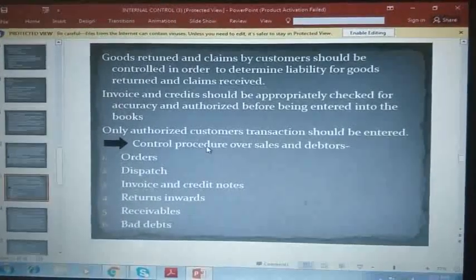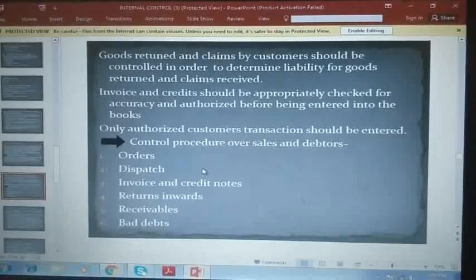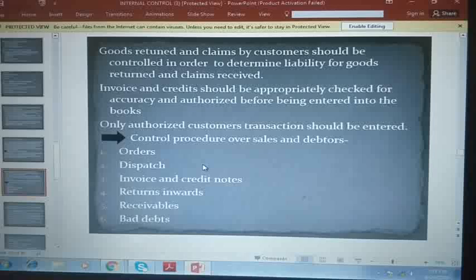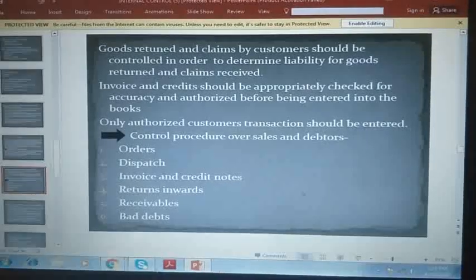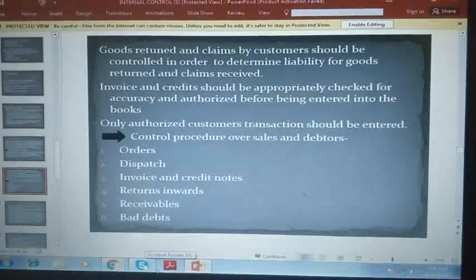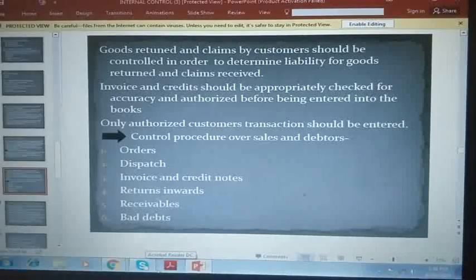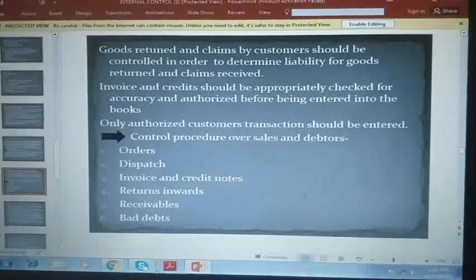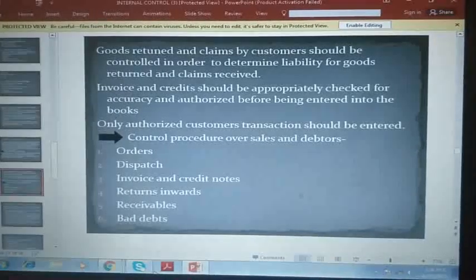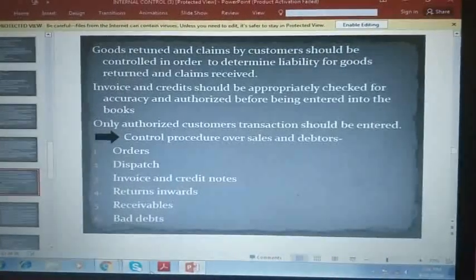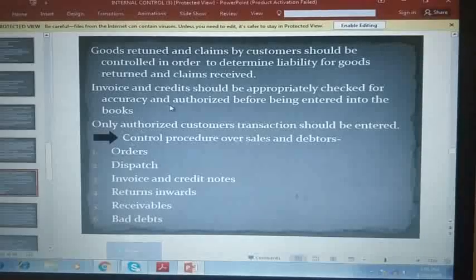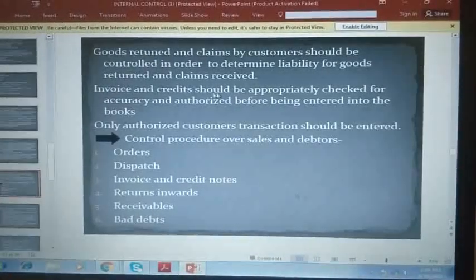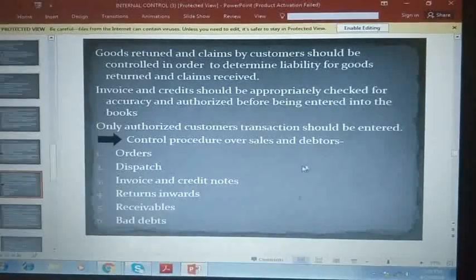Next, invoices and credits should be appropriately checked for accuracy and authorized before being entered into the books. You should keep continuously checking the sales invoices, purchase invoices, and all credits. You should see whether each is accurate, whether you have supporting documents, whether this entry has actually occurred and the sale has actually happened, and you have to authorize it before actually entering it into the books.